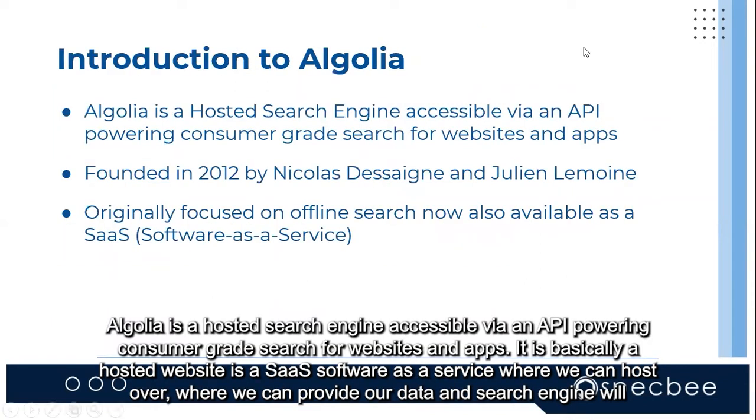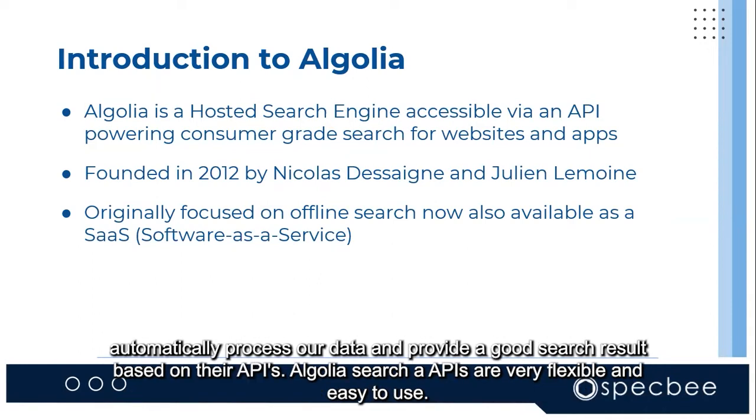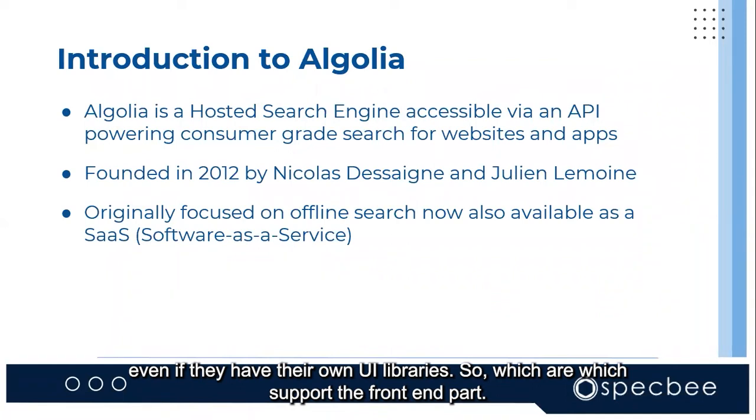Algolia is a hosted search engine accessible via an API, powering consumer grade search for websites and apps. It is basically a SaaS, software as a service, where we can provide our data, and the search engine will automatically process our data and provide search results based on their APIs. Algolia search APIs are very flexible and easy to use. They even have their own UI libraries, which support the front end part.